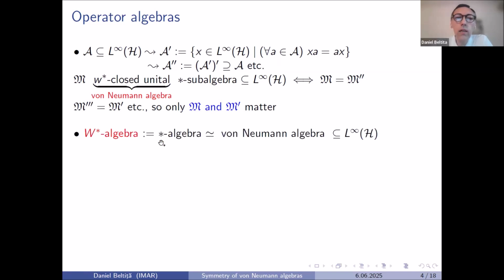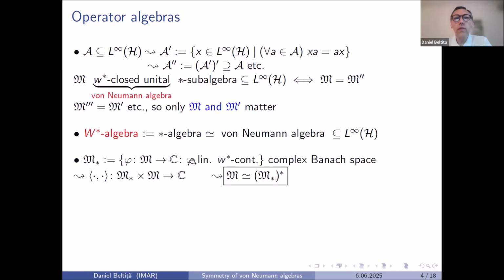Now, by W-star algebra, we will mean any star algebra. All the time when I will not specify "algebra", I mean associative algebra. So it's an associative algebra with an involution that is algebraically isomorphic to a von Neumann algebra in the above sense. In some sense, we could call them abstract von Neumann algebras, while the von Neumann algebras are called the concrete W-star algebras.